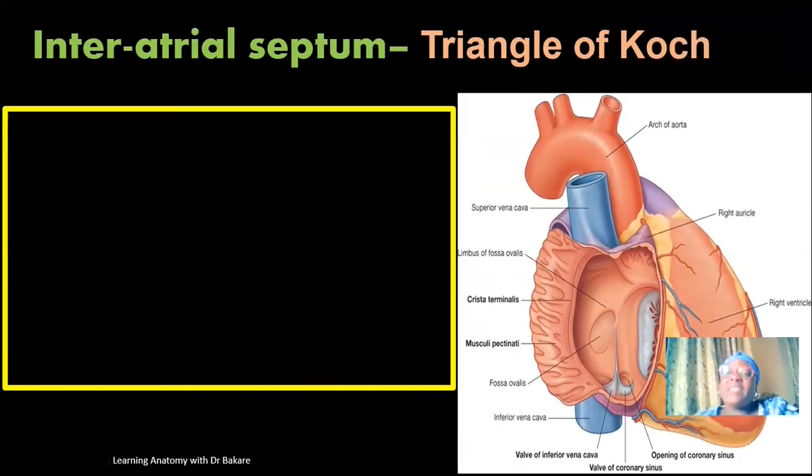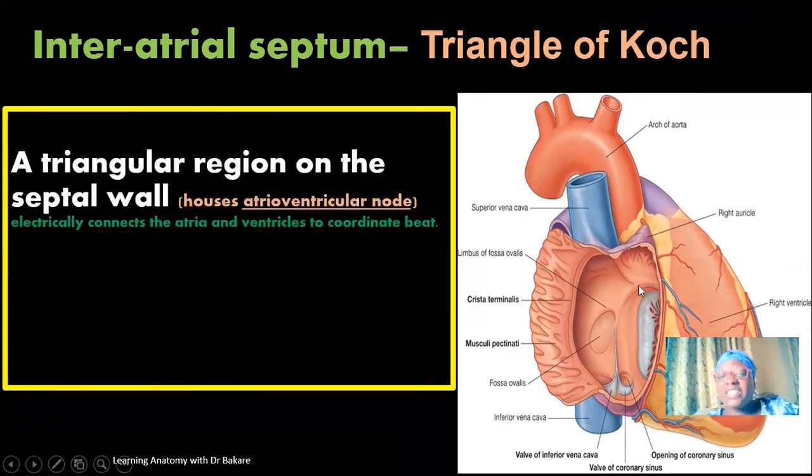Another structure that we need to highlight is the triangle of Koch, or Koch triangle. This is a triangular region that is created on also the interatrial septum. And within this triangular space is where we have the atrioventricular node. The atrioventricular node connects the atria and the ventricles to coordinate heartbeats.